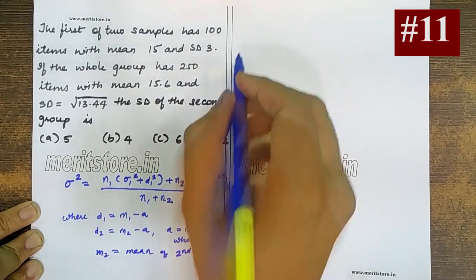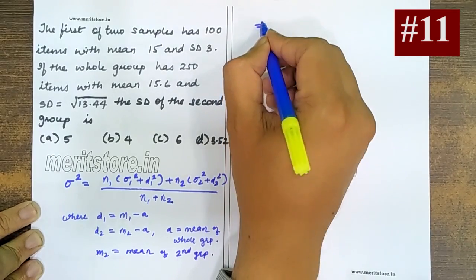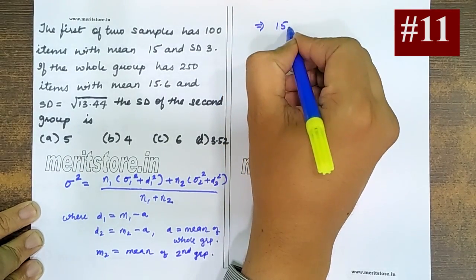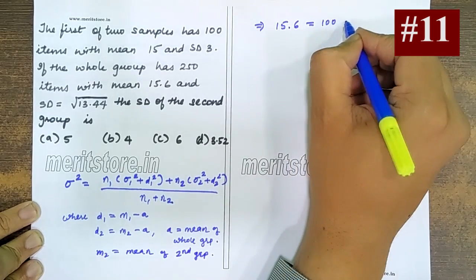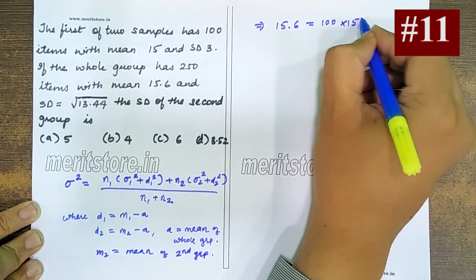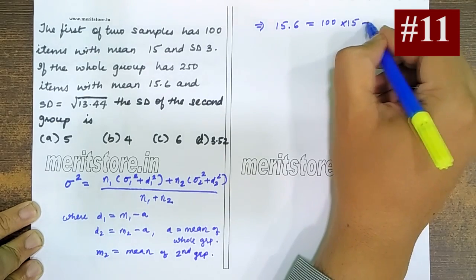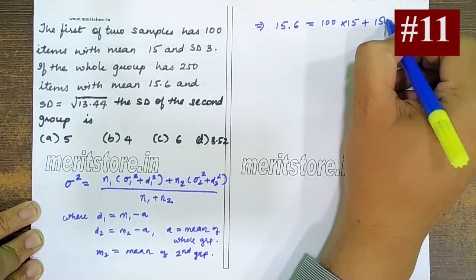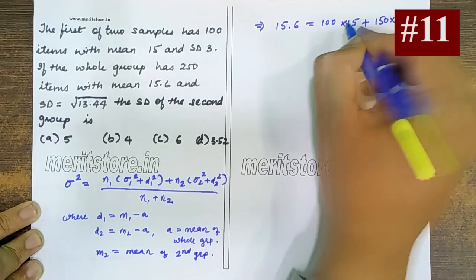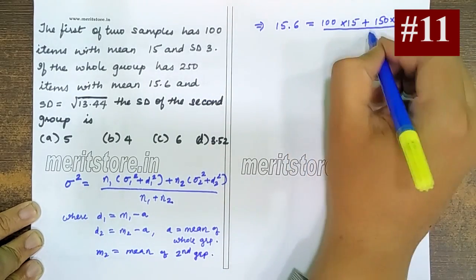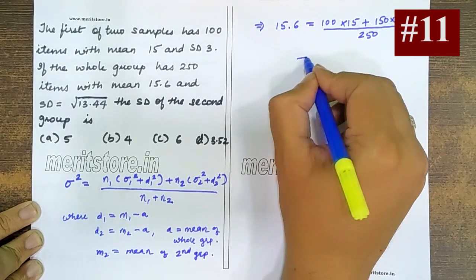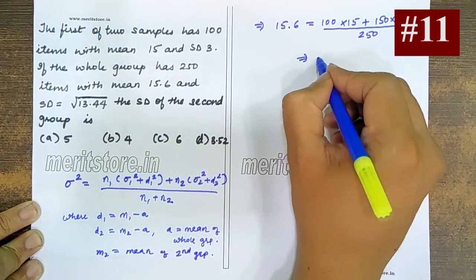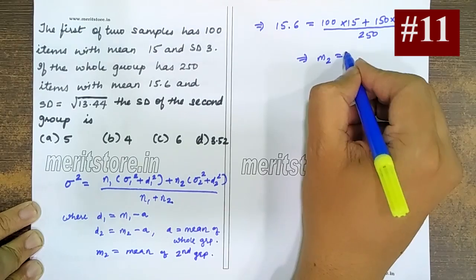So substituting these values in the formula, we'll get 15.6 is equal to 100 into 15 plus 150 into m2 upon 250. After solving this equation, you will get m2 is equal to 16.